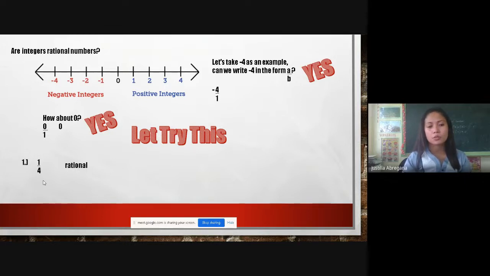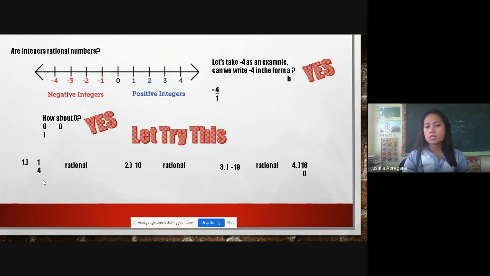How about number 2? 10. Can you rewrite 10 in the form a over b? Yes, that's 10 over 1. That still gives a result equal to 10, since 10 divided by 1 is 10. So it's rational. How about number 3? Negative 19. Is it rational or not rational? Yes, it's still rational because it can be written in the form negative 19 over 1.